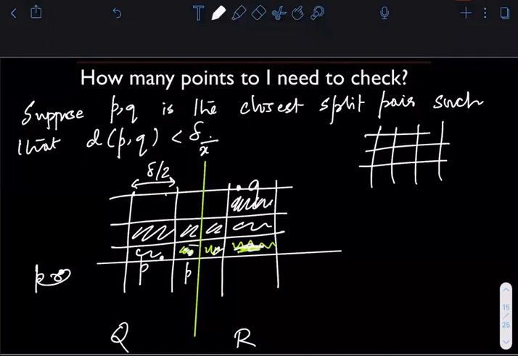Okay, so now what does this tell us? Well, what this tells us is that now I can only focus on these 8 boxes. It can lie in the top square. You mean this one?